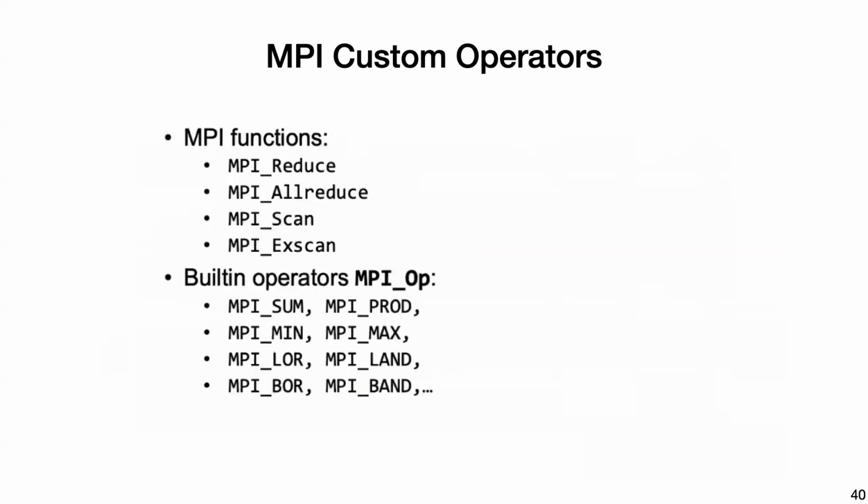And so we have these MPI functions. Here we're using MPI scan. And then we have these built-in operators like sum, product, min, max, and so on, logical or, logical and, binary or, binary and.